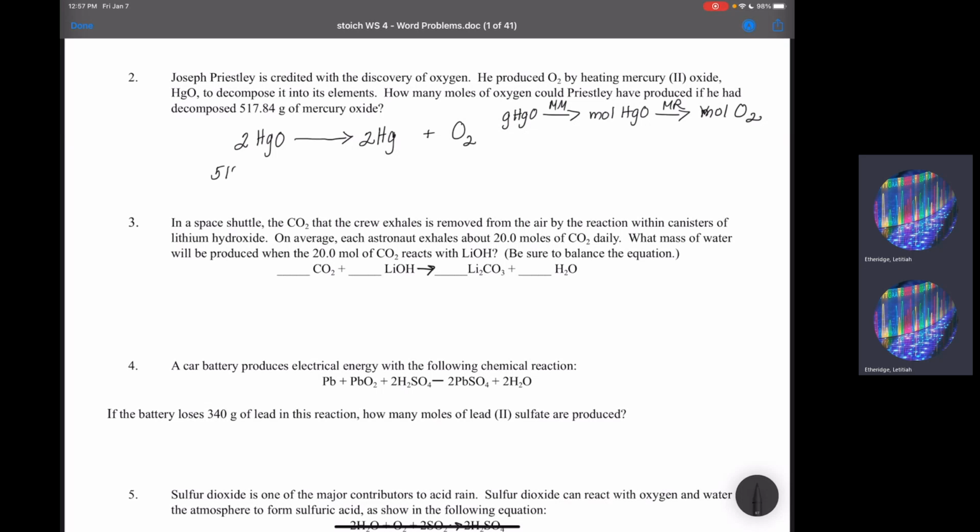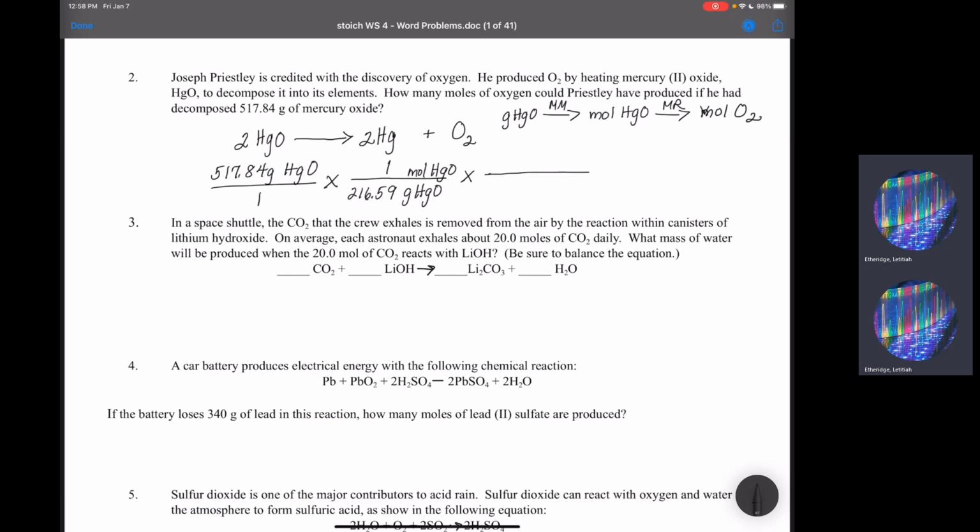We have 517.84, and that's grams of mercury oxide. Let's put it over 1. And then we need to write our first conversion factor, which is going to be the molar mass. If I calculated it properly, grams in the numerator, that means grams in the denominator, moles up top. That means I have 1 mole, and then my amount of grams when I calculated was 216.59. Hopefully that's the right number. And then we're done with our first conversion.